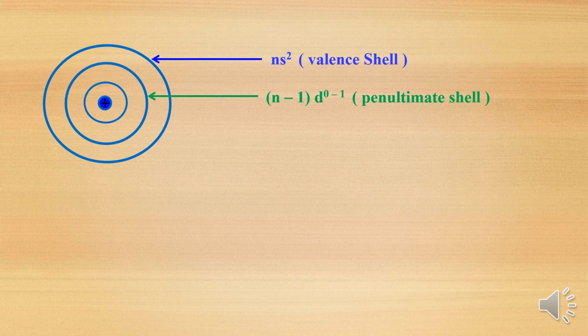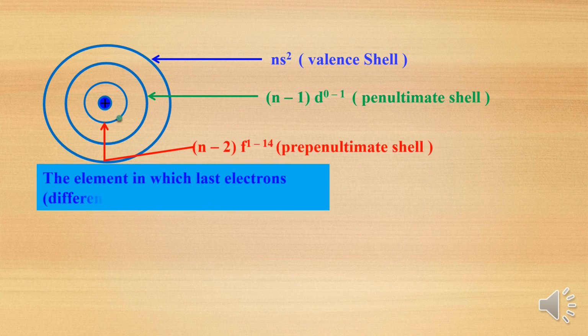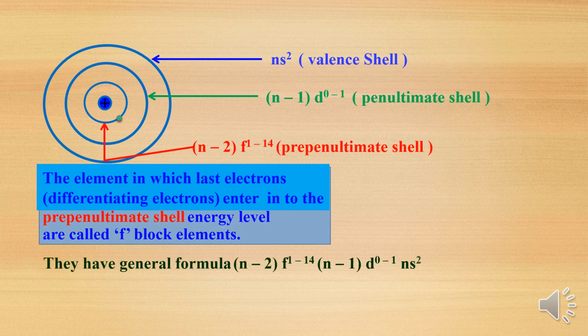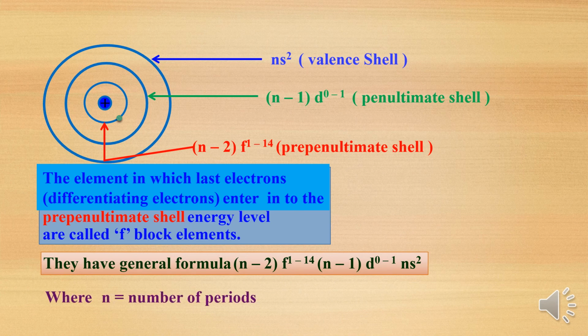Now what do you mean by the pre-penultimate shell? Whatever the outermost shell is, that is called the valence shell. Inside the valence shell there is the penultimate shell. If you go again inside, that is called the pre-penultimate shell. That's why in F block elements the last electron enters into the pre-penultimate shell. They have the general formula (n minus 2) f 1 to 14, (n minus 1) d 0 to 1, ns2, where n is the period number, that is n equal to 6 and 7.